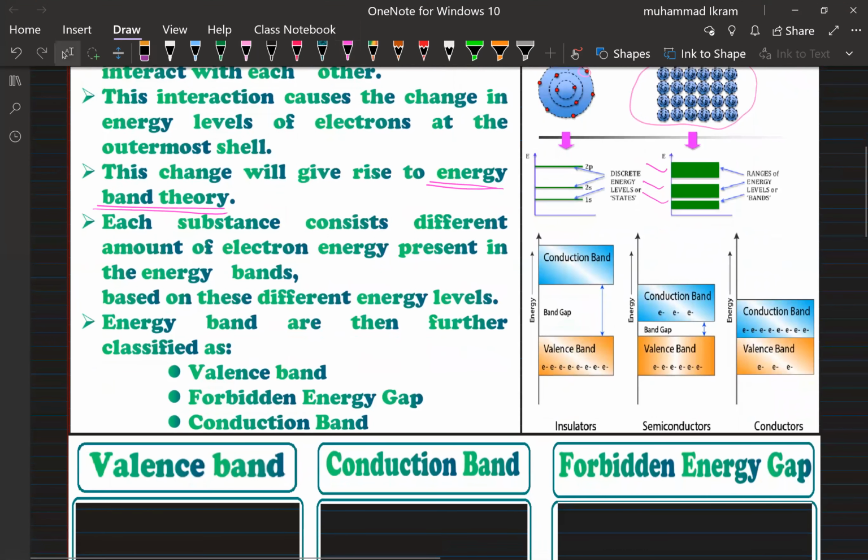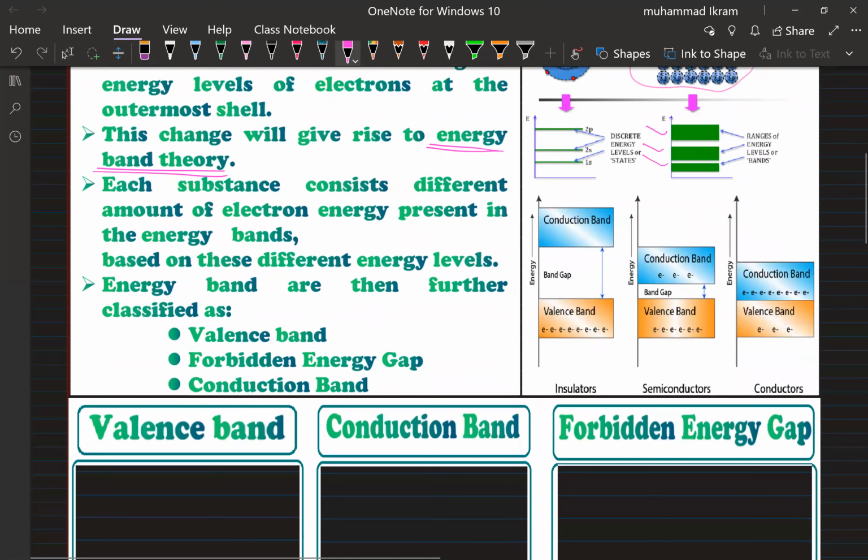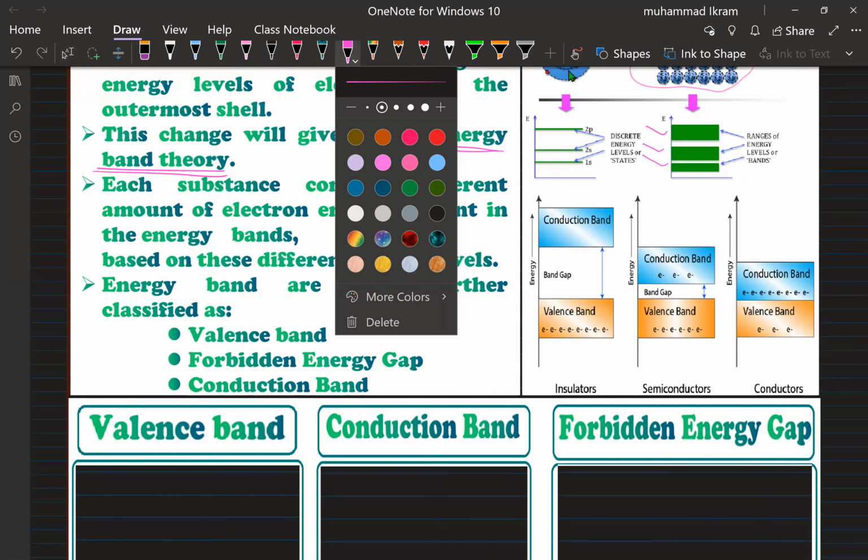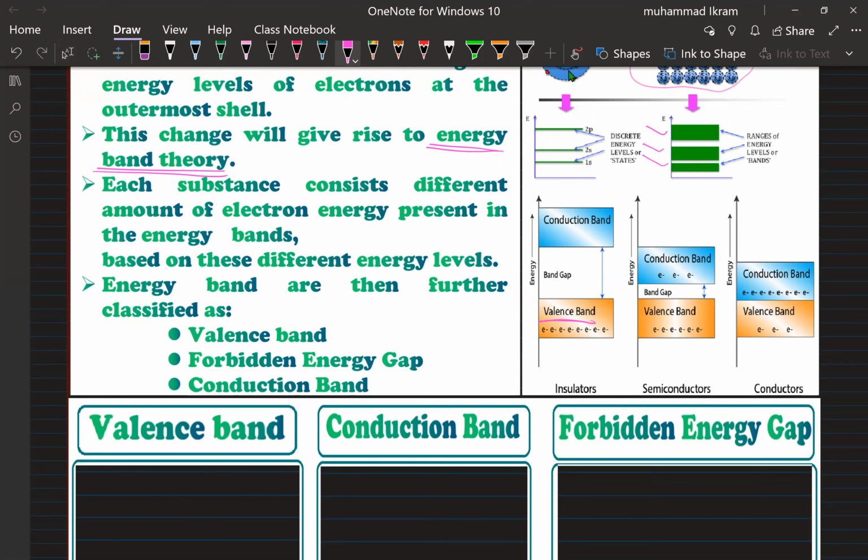Each substance consists of a different amount of electron energy present in the energy bands, right? It depends on the number of electrons in that orbit or shell. Based on these different energy levels, the energy bands are further classified as follows. We have the valence band, and I will explain what the valence band is. Here we have the valence band, and we have the forbidden energy gap. As you see, we have the forbidden energy gap for the insulator, the forbidden energy gap for the semiconductors, and we have a very negligible or no energy gap for the conductors between their valence band and the conduction band.